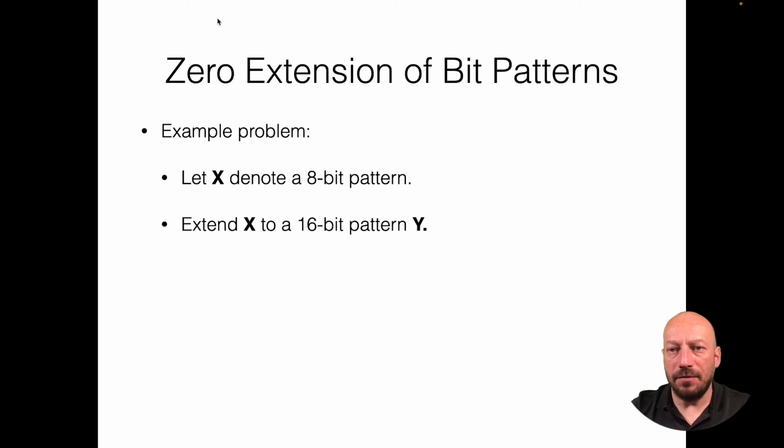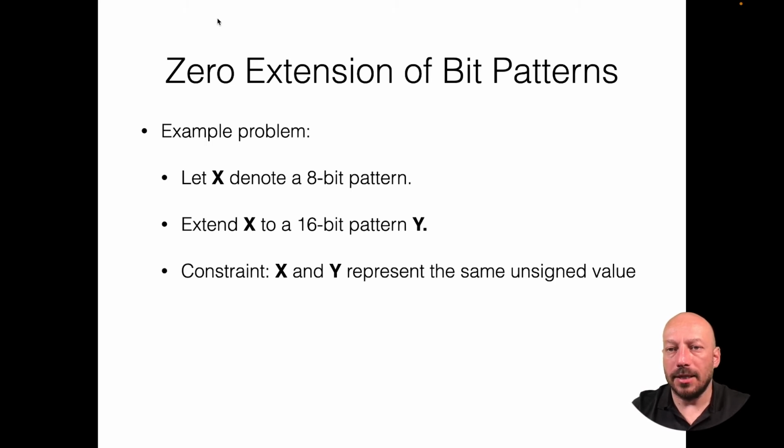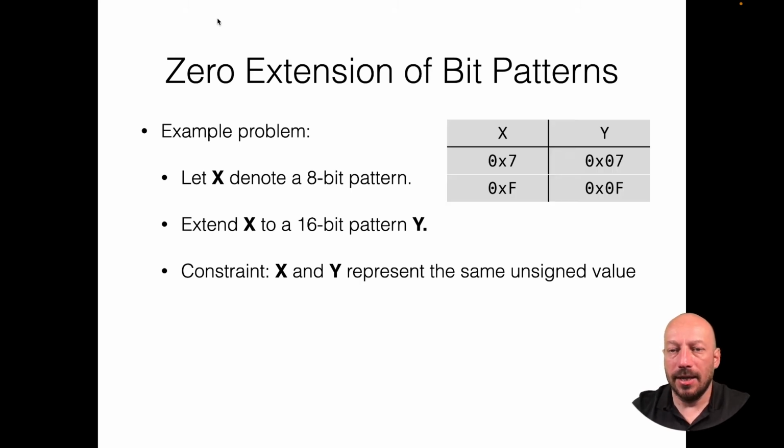One problem that we will face is the need to extend a bit pattern to a larger bit pattern with more bits, and the constraint, for example, would be that the unsigned value represented by these bit patterns should be the same. And of course we know how to do that. We have to zero extend these bit patterns. That means the most significant bits in this extended bit pattern are just set to 0.